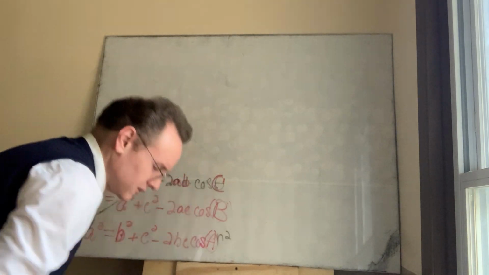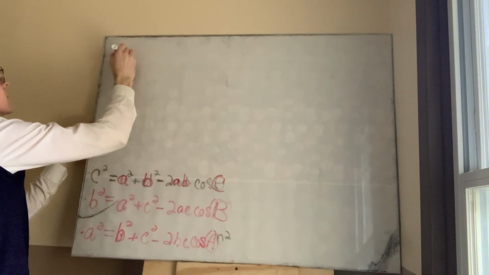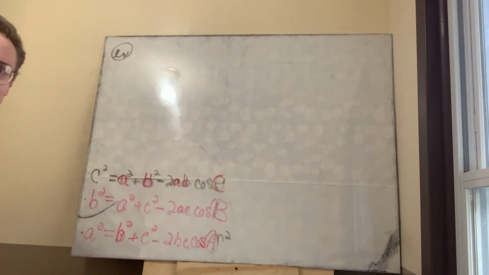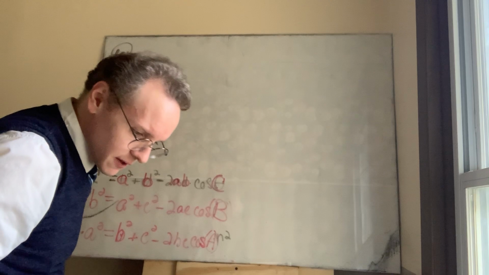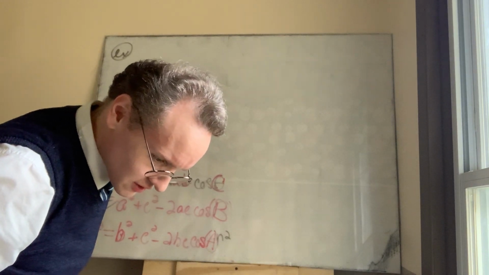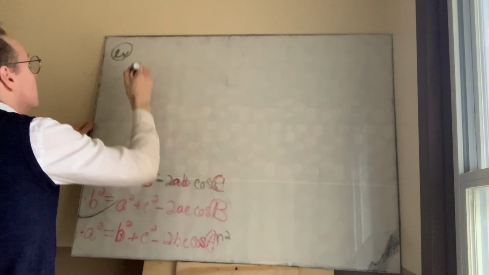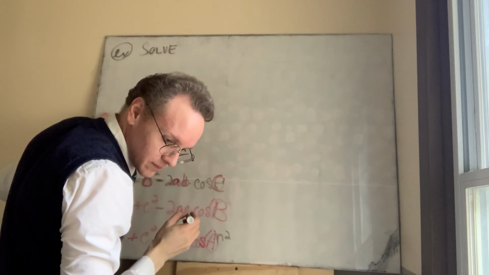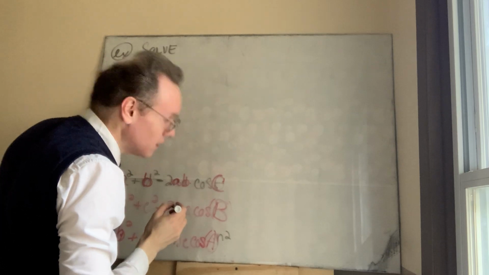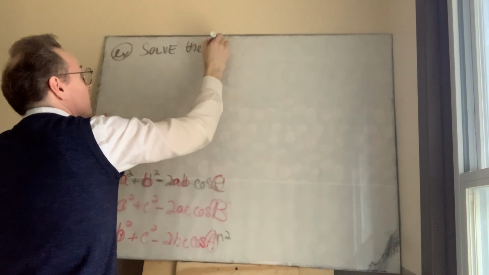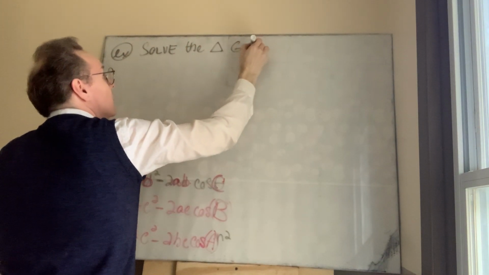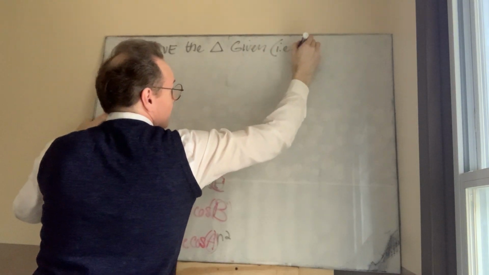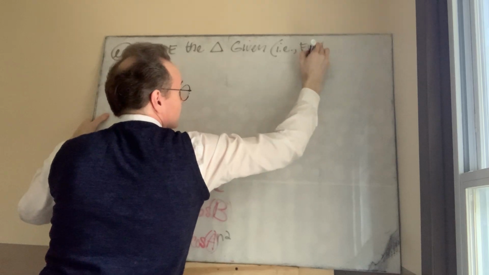So, this finally is an example. It might be getting a little dark, so I don't like the reflection. If you had to find the unknown sides and angles, that is, solve the triangle given, which basically means, i.e., find missing parts.